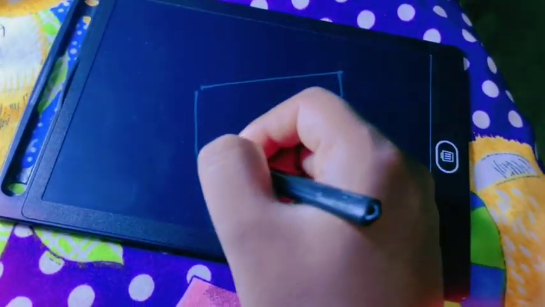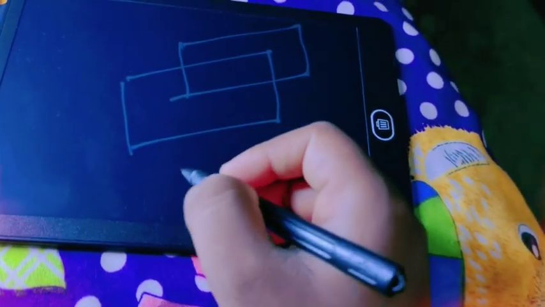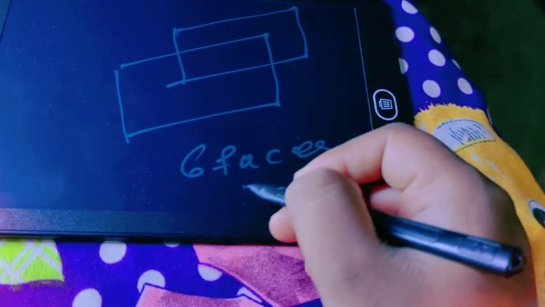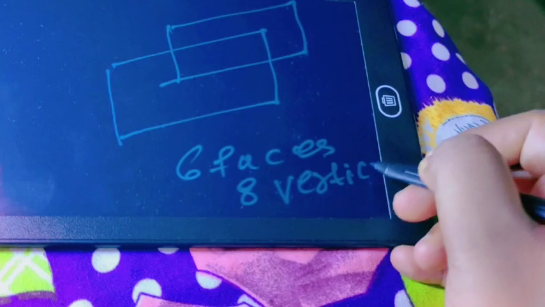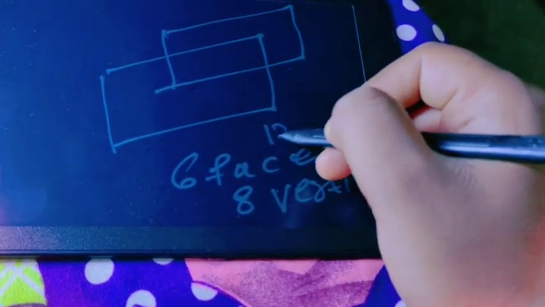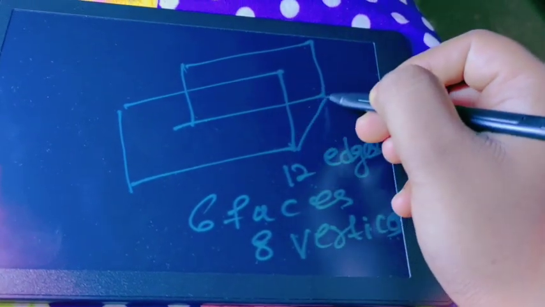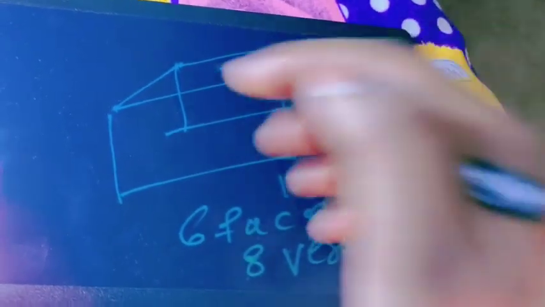Every cuboid has 6 faces, 8 vertices, and 12 edges. I'll show you what they are.